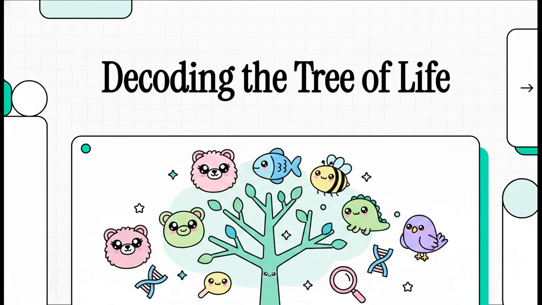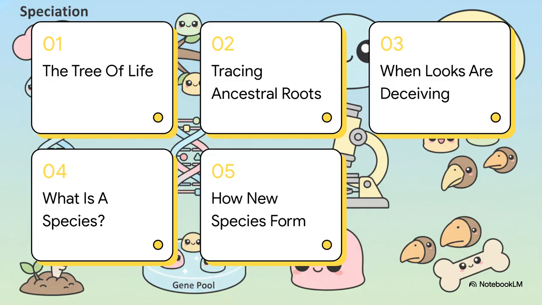Let's get right into it. Here's our roadmap for today. We'll start by looking at the tree of life and tracing our ancestral roots. Then, we'll see how evolution can totally trick us. Ask what exactly makes a species, and finally, look at how entirely new species form.